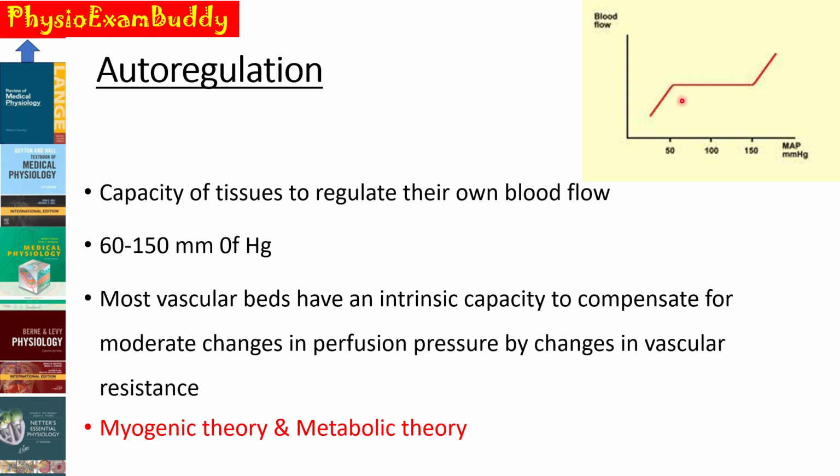blood flow. That is, even if the mean arterial pressure varies between 60 to 150 millimeters of mercury, most of the vascular beds have an intrinsic capacity to compensate for the moderate changes in the perfusion pressure by changing the vascular resistance. So, this capacity of the myocardial tissue to regulate the coronary blood flow is known as auto-regulation, and it happens between 60 to 150 millimeters of mean arterial pressure. And this auto-regulation can be basically explained by two theories, that is the myogenic theory as well as the metabolic theory.